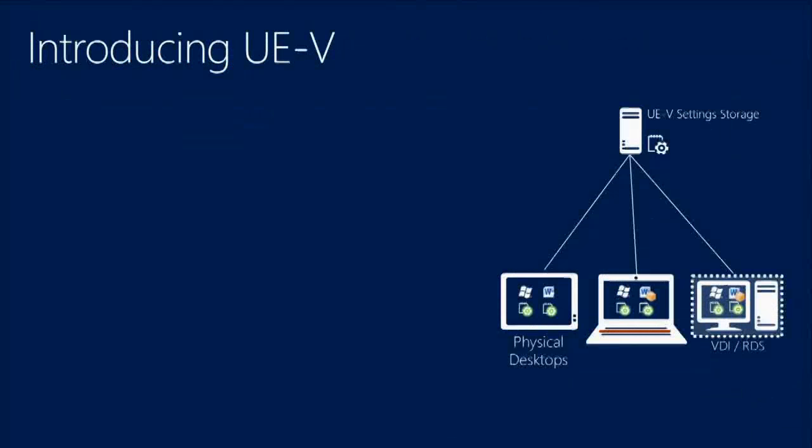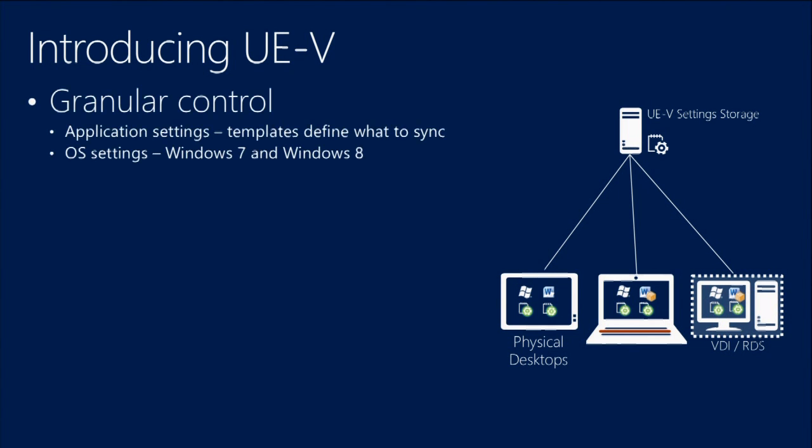Okay, so let's talk a little bit about UEV and some of its core strengths specifically. First off, granular control. And you've heard me hit this theme a couple of times as we've talked about it. First one is that you need to be able to define specifically which applications you want to roam settings for. And this is important because one of the complaints we've got from customers is they do not like long login times when it's pulling everything down. Users want to get in very quickly. So scope down the applications that you care the most about. We also have scoped the OS settings to only grab the things that are of most importance as well.